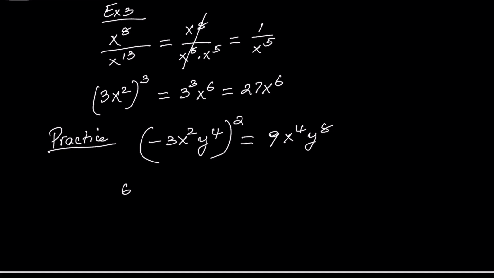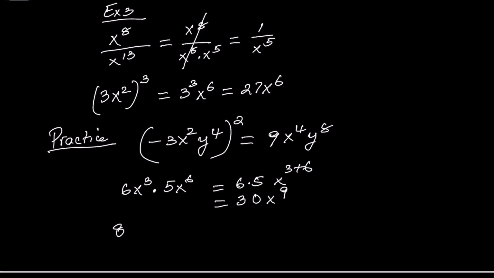Here's another question. What is 6x cubed multiplied by 5x to the sixth power? First, multiply the coefficients. 6 times 5 is 30. Then add the exponents. 3 plus 6 is 9. So the answer is 30x to the ninth power.